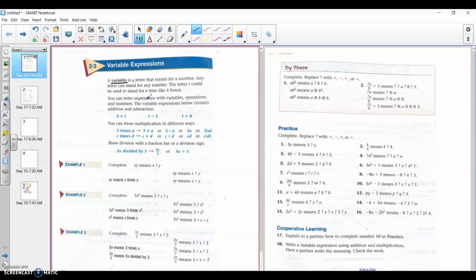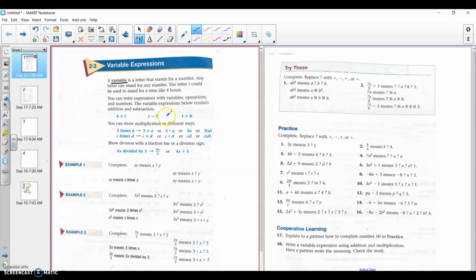So you can write expressions with variable operations and numbers. The variable expressions below contain addition and subtraction. Equations would have an equal sign. You don't see anything on this page with an equal sign, so we're not dealing with equations. We are dealing with expressions. So pause for a moment, make sure that is in your miscellaneous page. If not, bring it up to me so that we can put it in there. Again, expressions do not have equal signs. An equation has an equal sign.